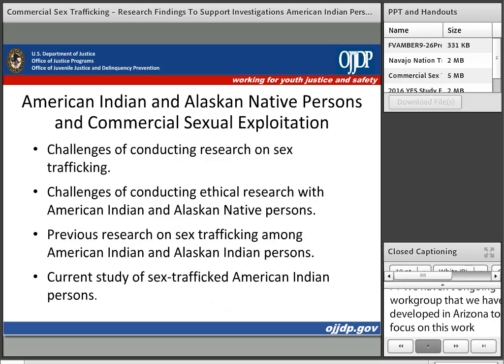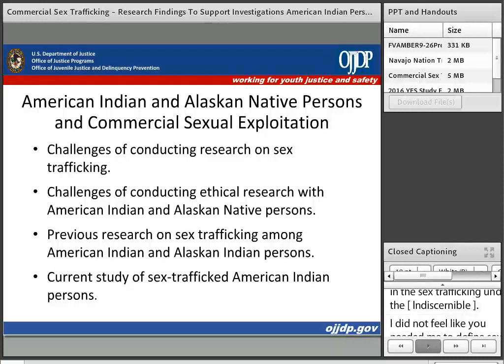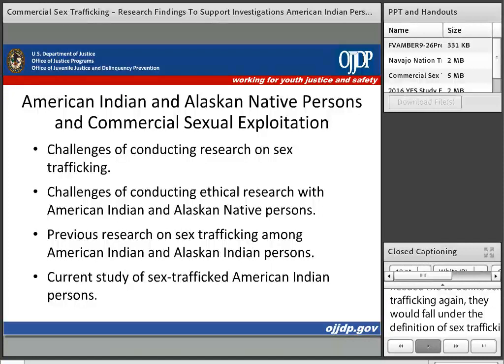So let me move to the next slide. Here are some of the things that I want to begin the conversation about. As a preamble, American Indian and Alaska Native women and girls and males and transgendered persons and boys would be included as domestic victims of sex trafficking under the TVPA. I didn't feel like you needed me to define sex trafficking again. They would fall underneath the definition of sex trafficking, but the laws that protect them from victimization are different depending on whether they are on reservation or off reservation, and that is important to consider. If the crime was committed within the boundaries of a reservation, the laws are different.